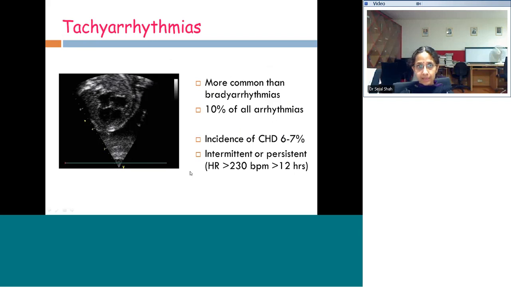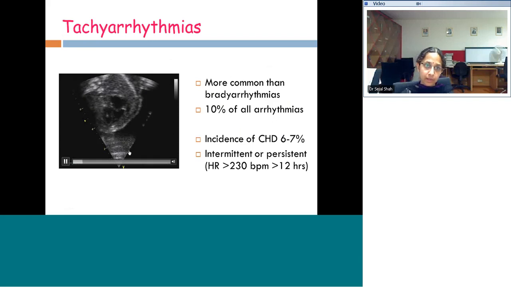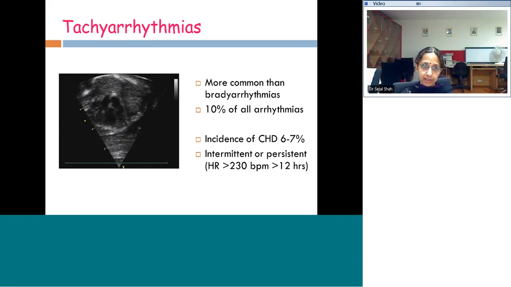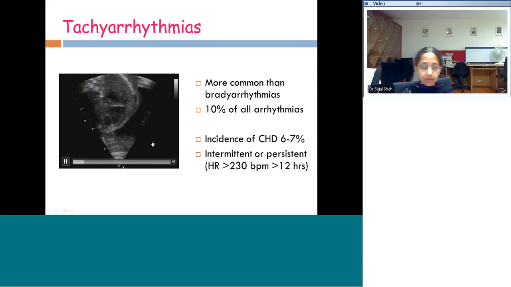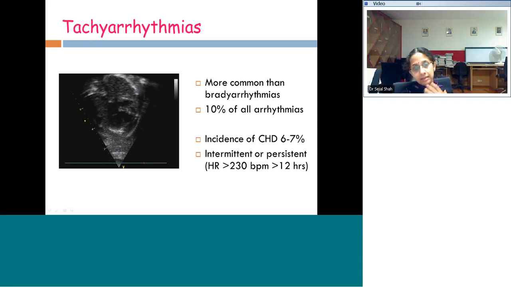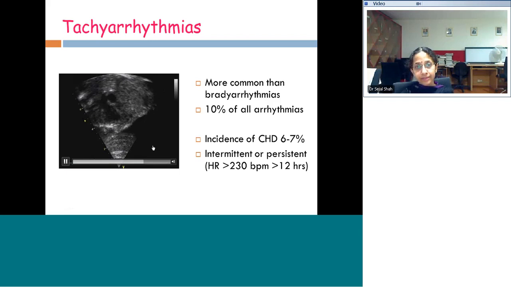Now coming to the second component, which is tachyarrhythmias. Tachyarrhythmias are a little more common, as we said. Now we can look at the video and see, just looking at the heart on 2D, we can understand that this is some sort of tachyarrhythmia. Tachyarrhythmias account for 10% of all arrhythmias, and the associated incidence of congenital heart disease is much lesser compared to brady.